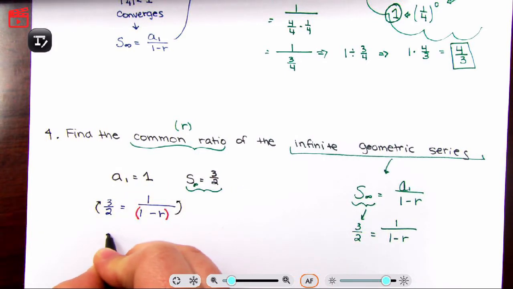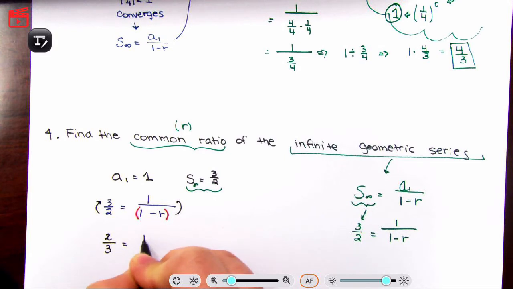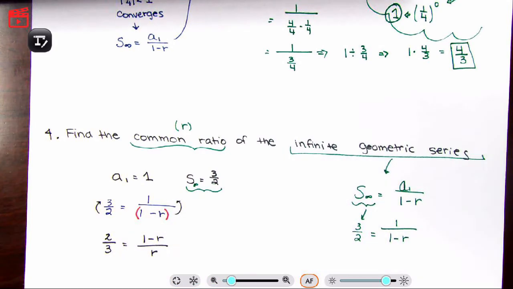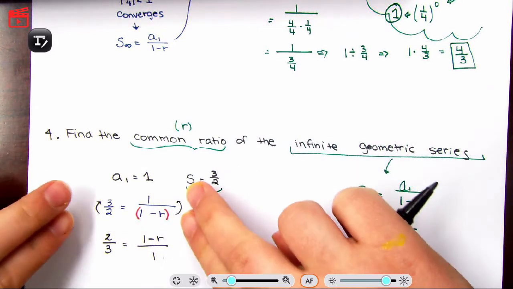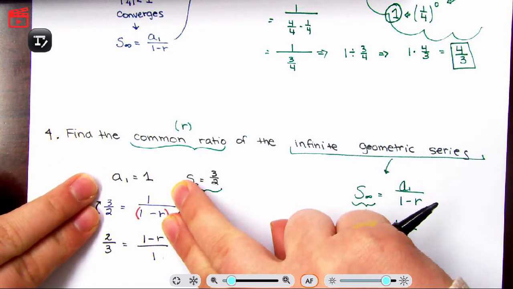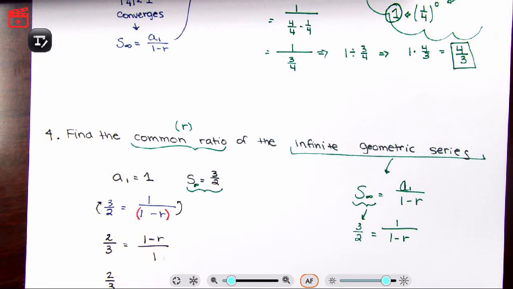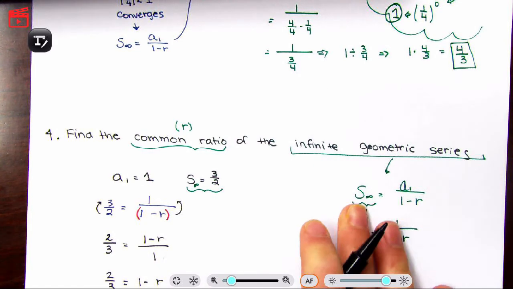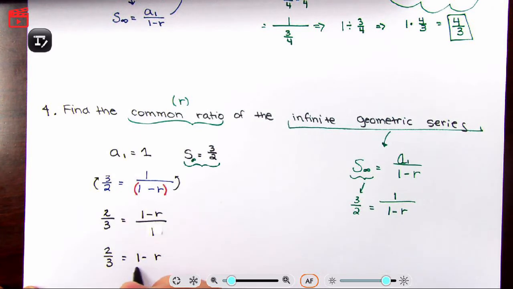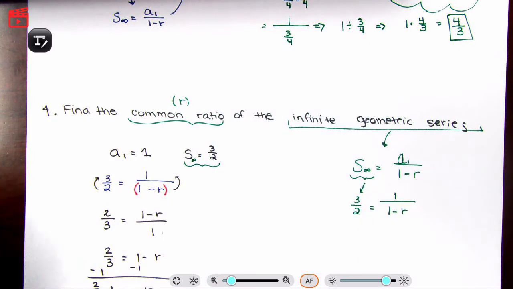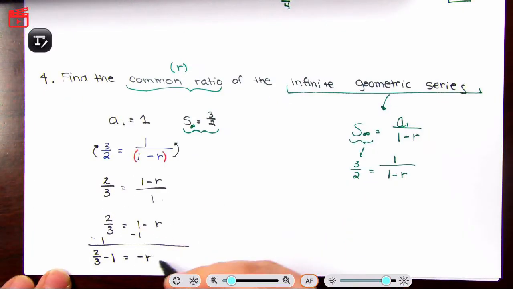So what you're going to have is 2/3 is equal to 1 minus r over 1. Okay, how did I do that? Because we have a proportion, right? It's fraction equals fraction. You can take both fractions and flip it over. So that's what I did. So now that gives me 2/3 is equal to 1 minus r. You can add r to both sides and then subtract the 2/3, up to you. Or you can subtract 1. If I subtract 1 here, I get 2/3 minus 1 is equal to negative r.